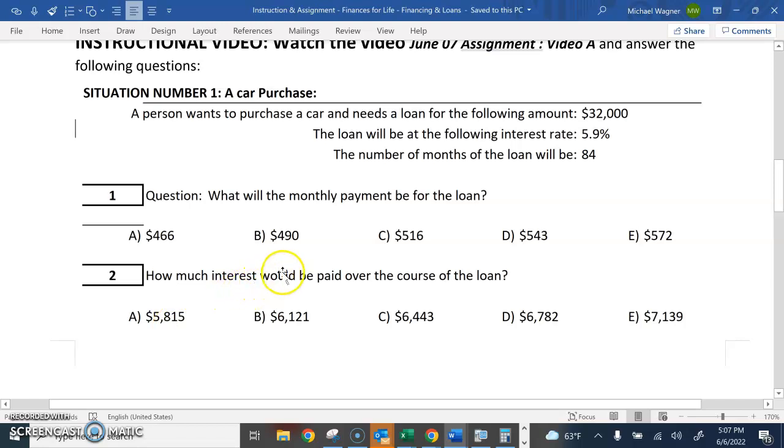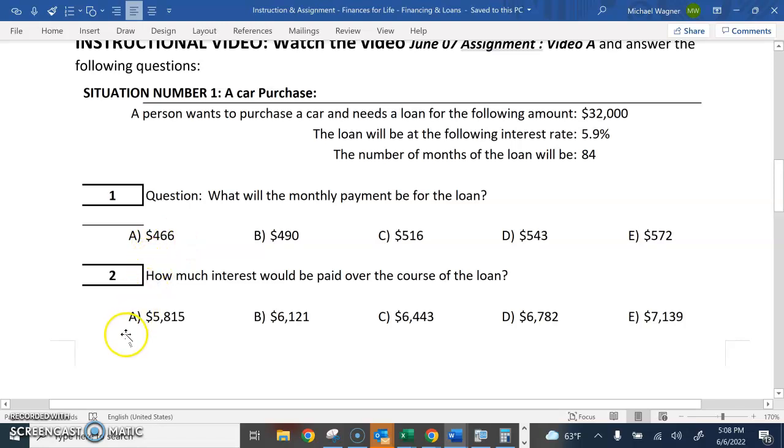Okay, the next thing we're going to do is figure out how much interest would be paid over the course of the loan. Well, the interest is going to be all the payments that you pay over the whole amount minus the original amount that you actually get a loan on, because that's the actual value of whatever you're paying for, whether it's a car or house. But when you start getting these payments, they're going to include interest. So let's see, there were 84 payments.